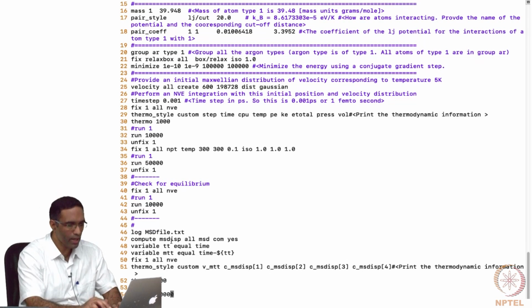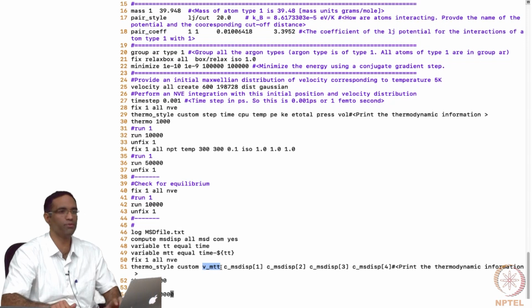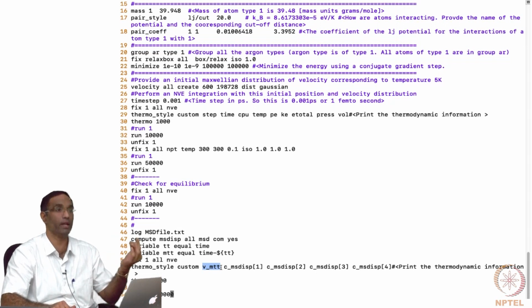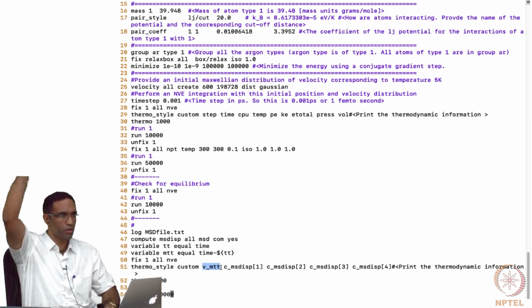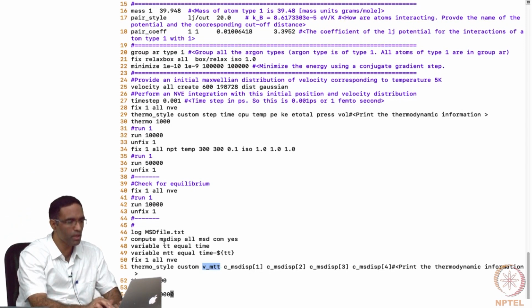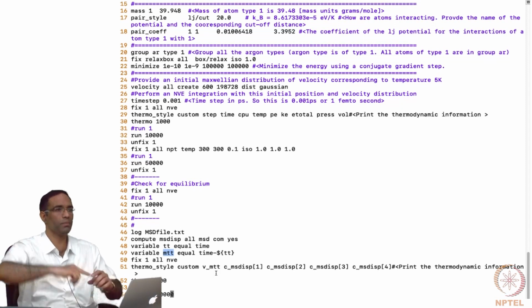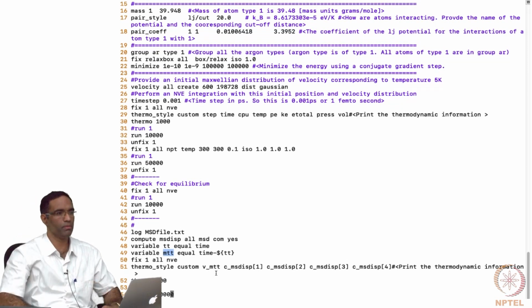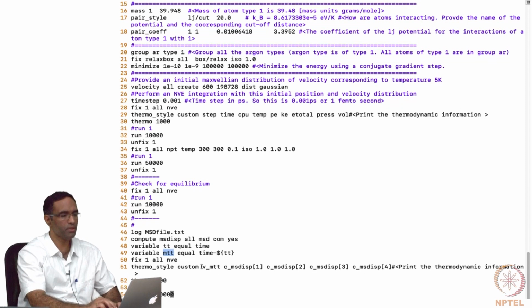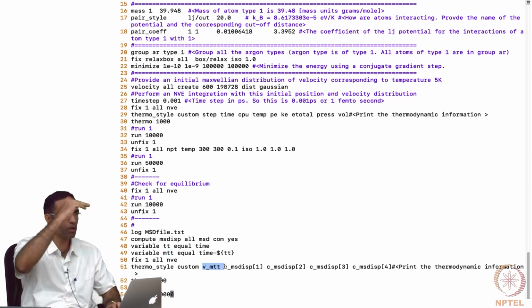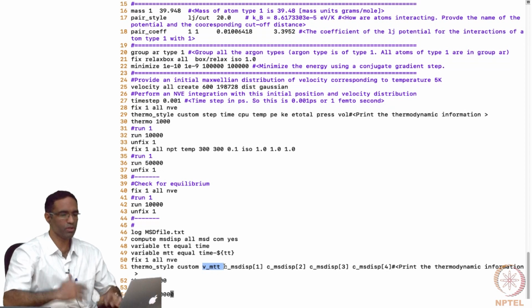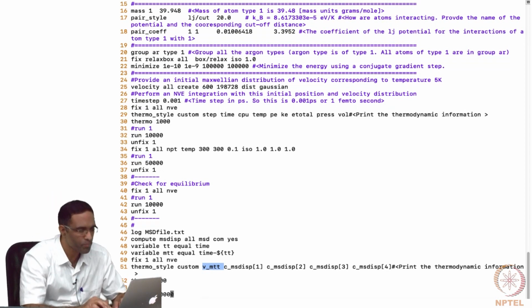Okay, what I have done here is, since this time is not actually going to start from 0, but from a finite value, because I have run a lot of simulation before this, I just define a simple calculation where I say tt equals time, and then say my mtt equals time minus $tt, which essentially subtracts the previous time from the current time, and hence this variable, when it prints out, will start from 0. So then it is nice to plot this entire thing.